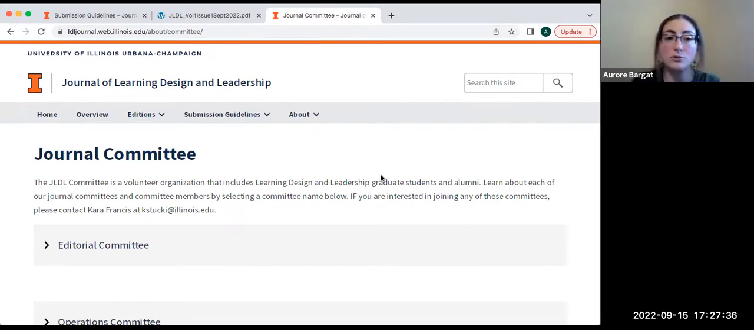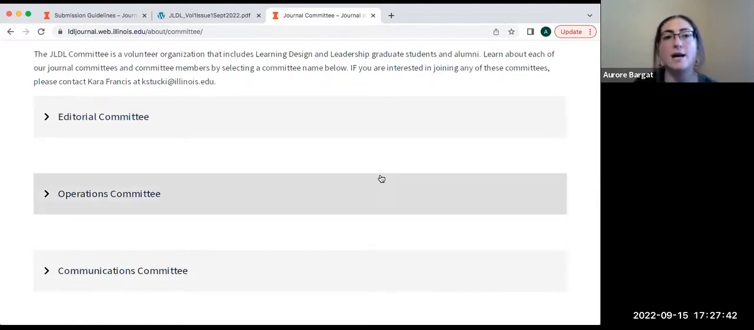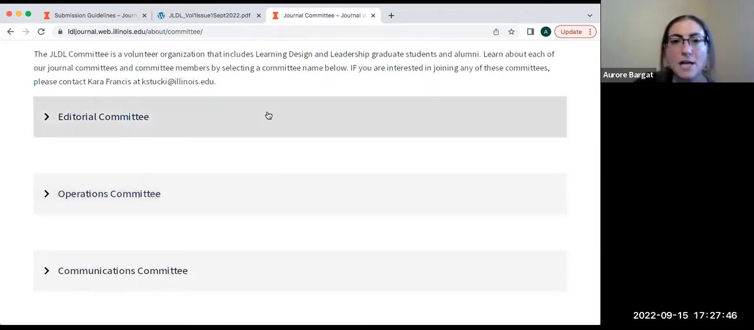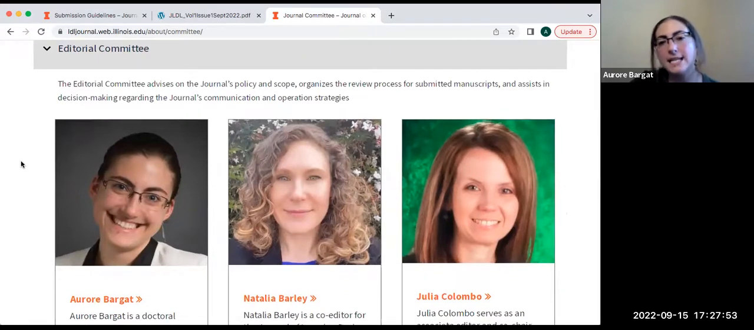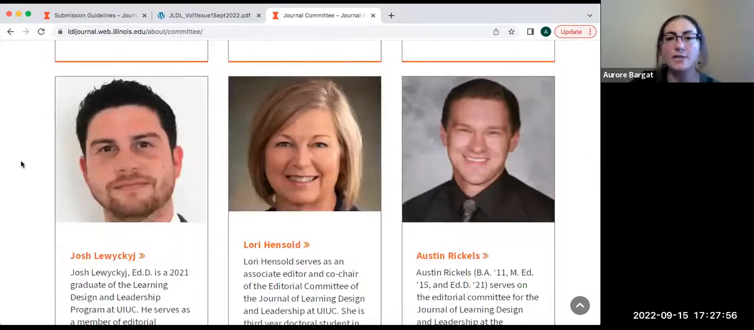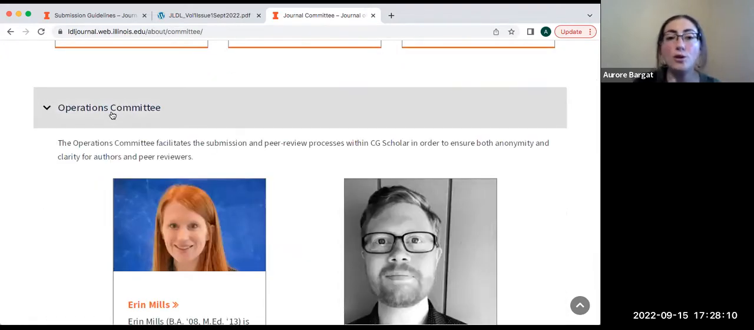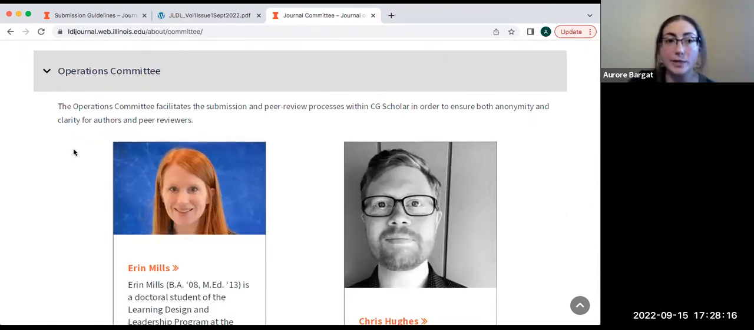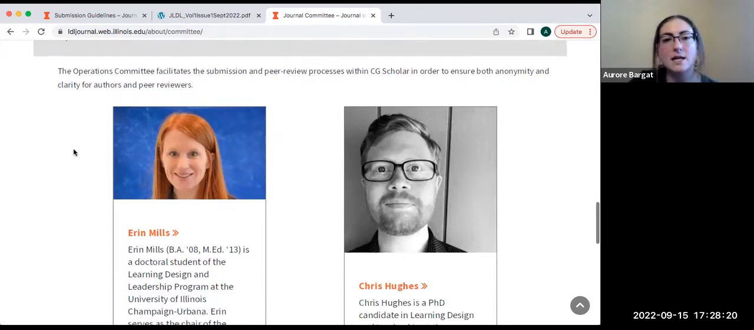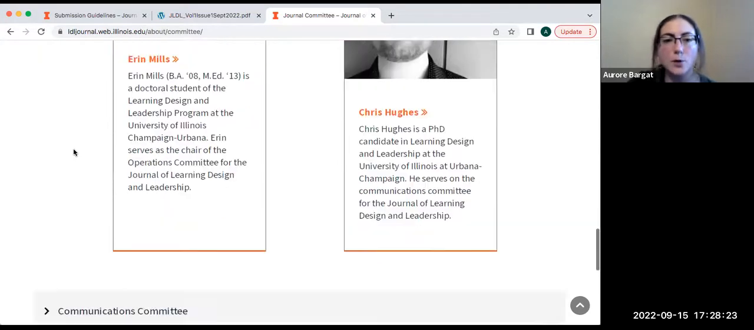And also, you can be part of some of our committees. Here are the three committees that we have: the editorial committee, operations committee, and communication committee. So you could be part of our great team, just like Natalia mentioned. For editorial, that will be Natalia, myself, but also we have Julia, Laurie, who is in attendance today, I believe. Hi, Laurie. Josh and Austin. So that is more in terms of the peer review process, reviewing the works, things like that. If you are more on the technical side and would like to facilitate the submission and the peer review process, you can support Erin and Chris by being part of the operations committee. So that's also very good if you are more on the technical part of the journal.